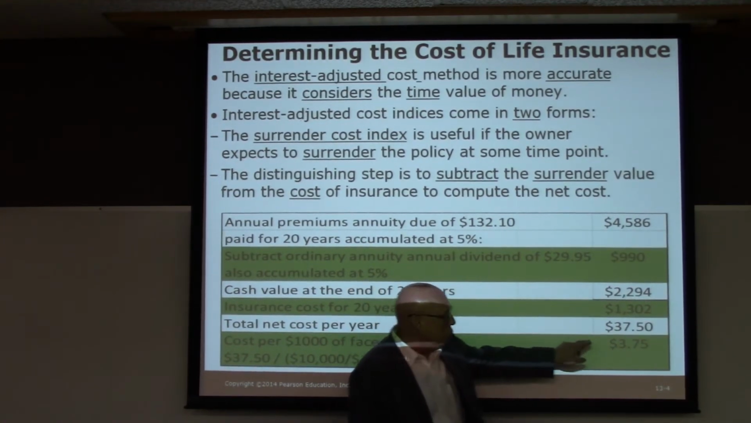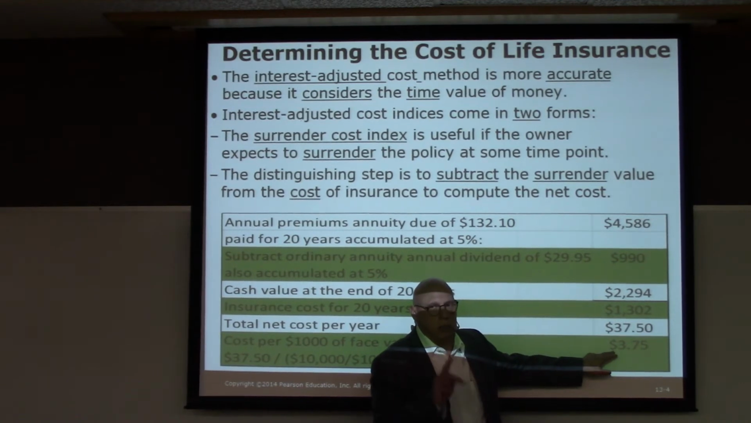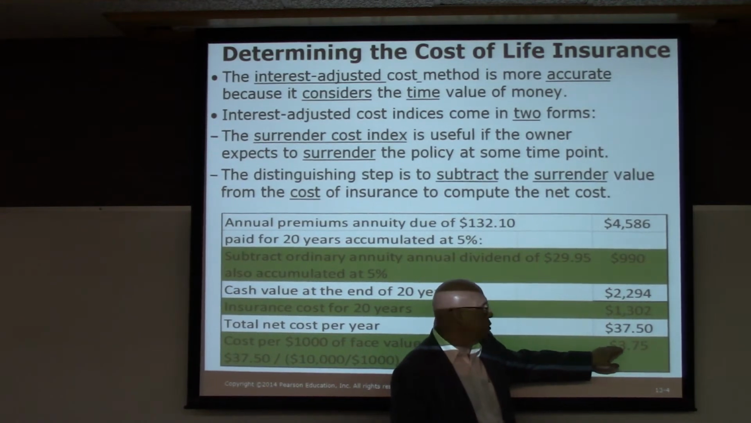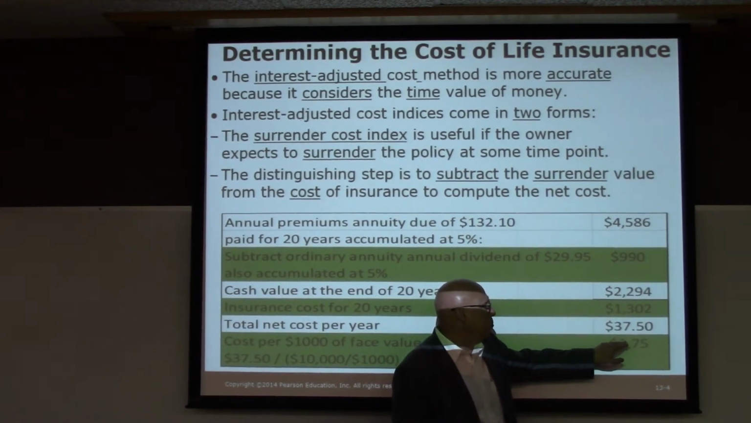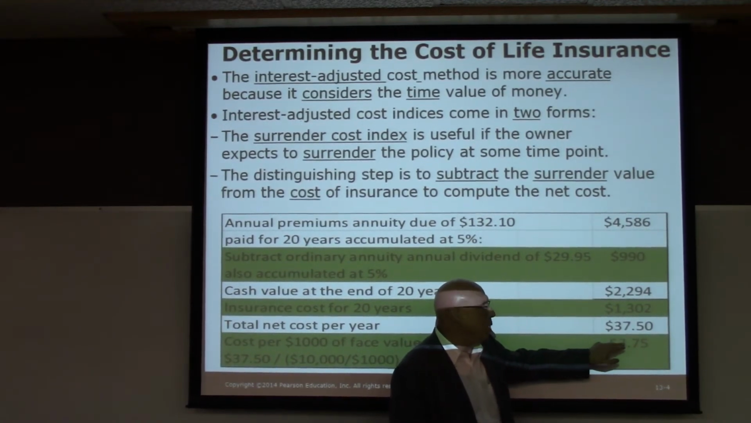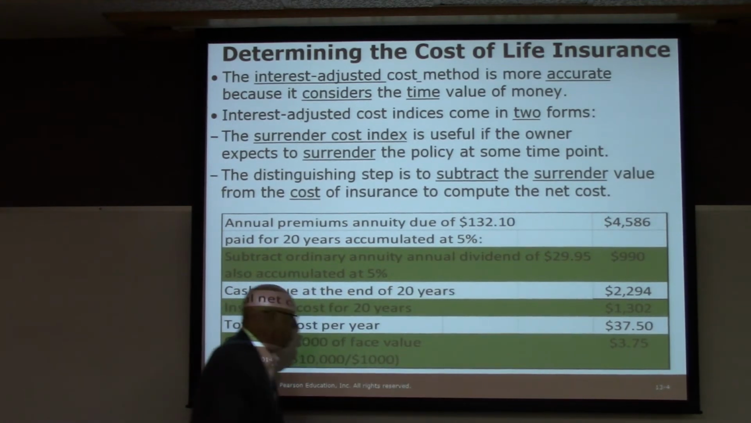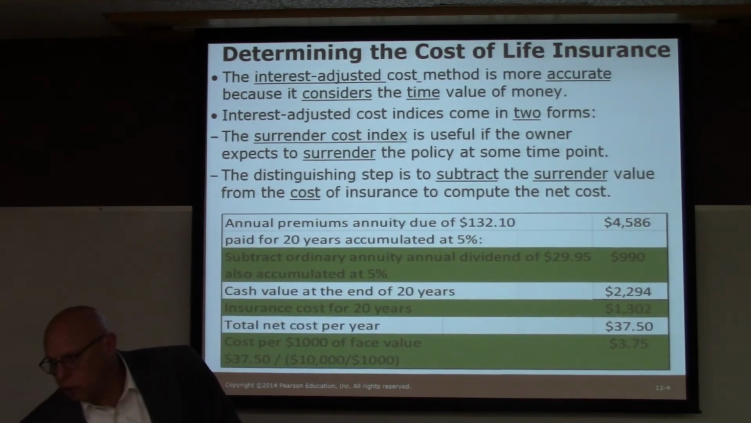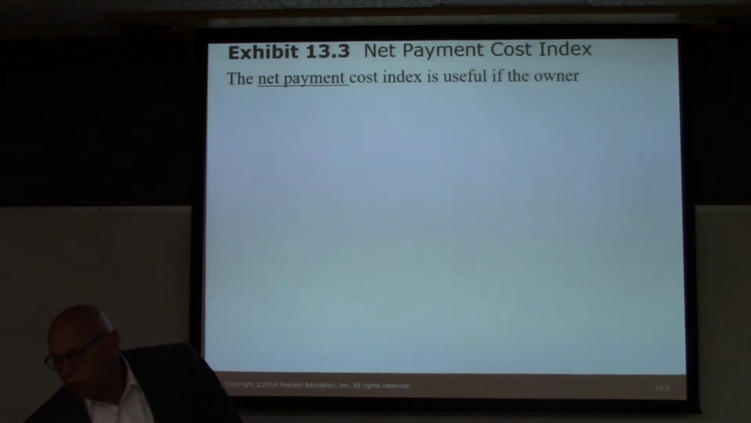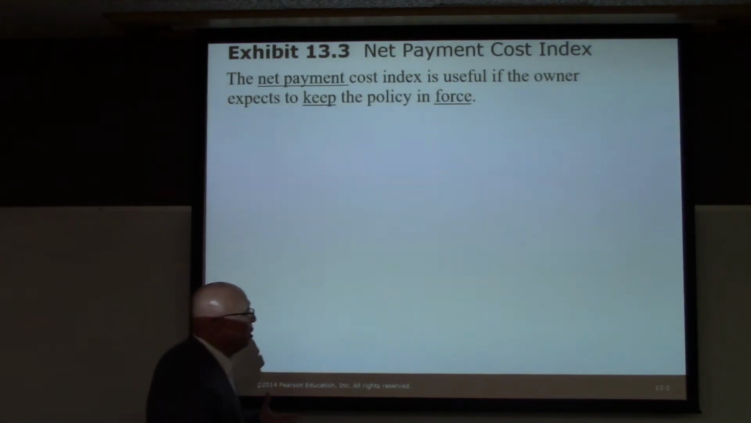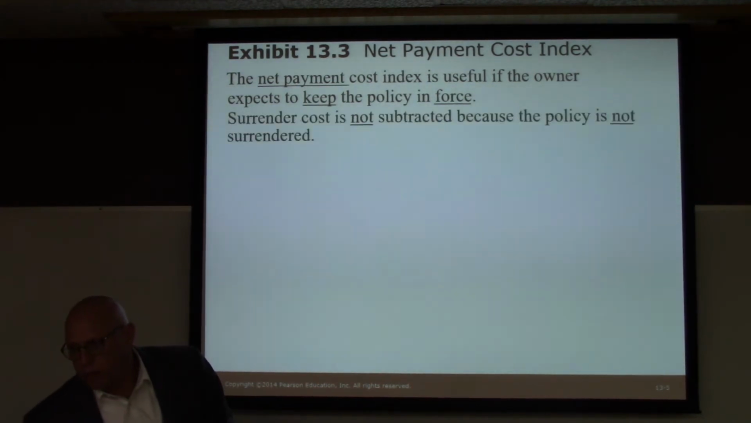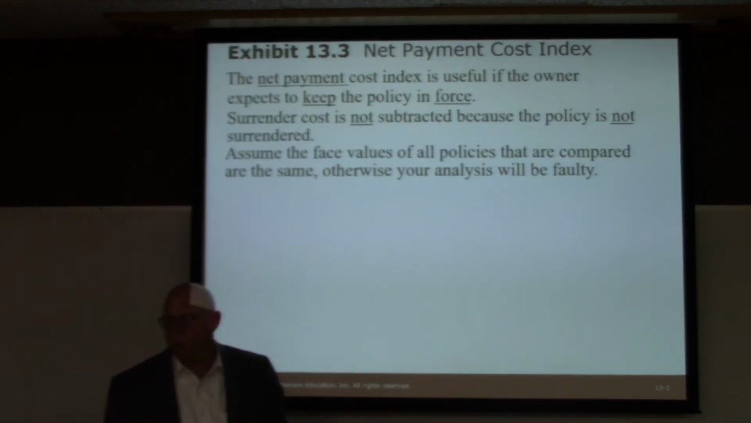Now keep in mind that when you do this, the only thing you're comparing is the death benefit. Okay? The cost of the coverage per thousand. That's what you're doing here. There are other potential terms or benefits of your policies that are not being compared, it's just cost alone. Okay, so that is the surrender cost index, and then you have the net payment cost index, and you use this if you do not plan to ever surrender your policy.